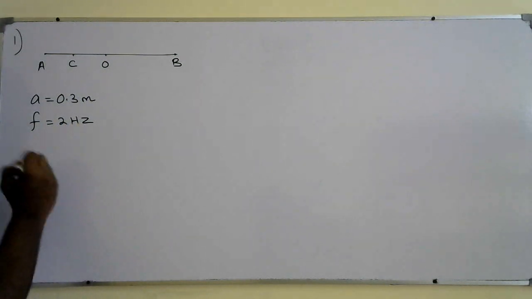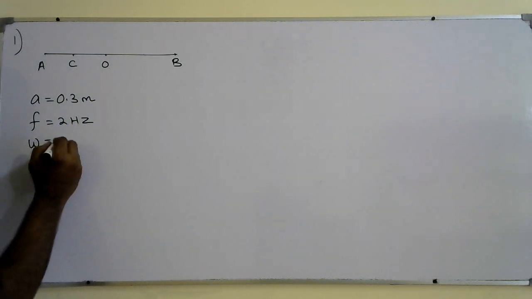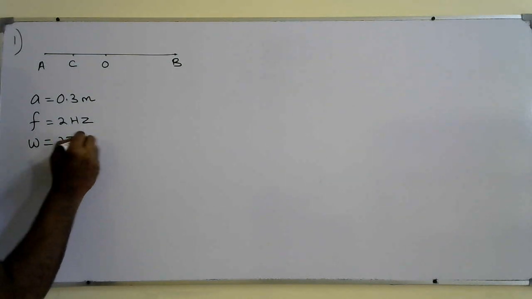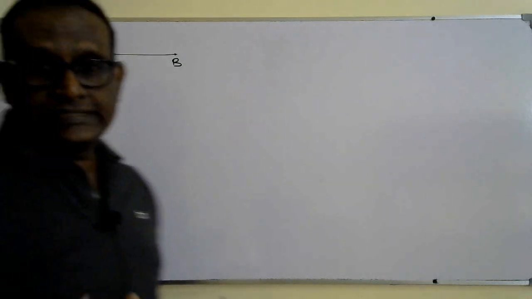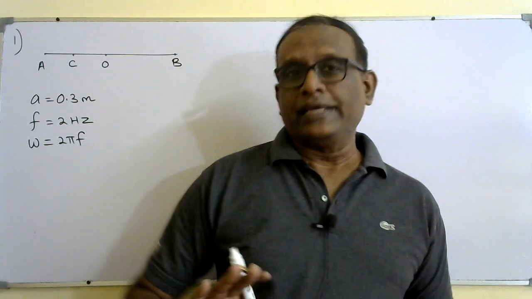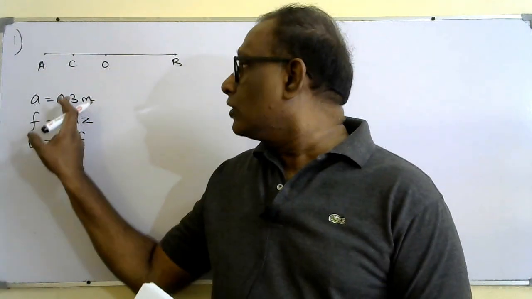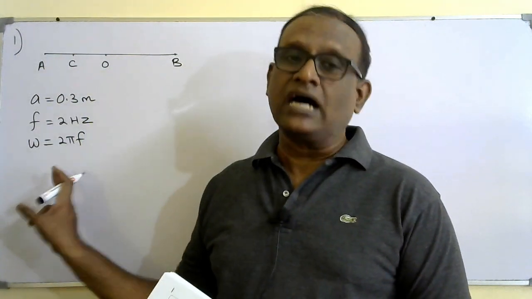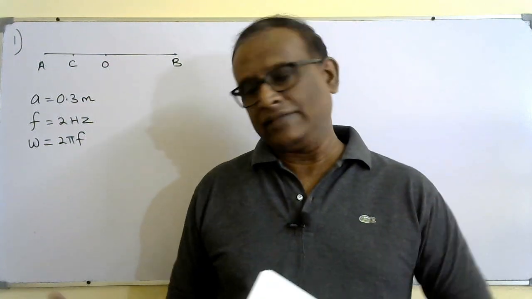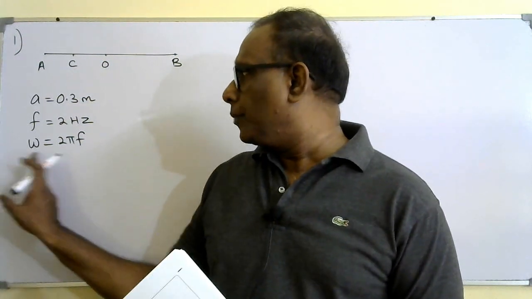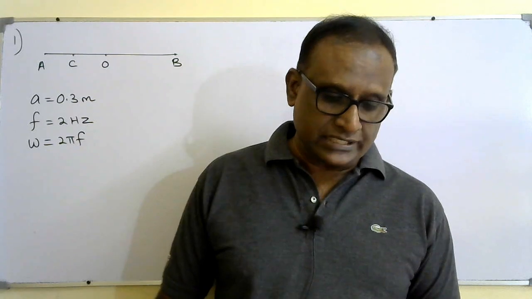Frequency is 2 hertz, and we know that omega equals 2 pi f. You learned in IGCSE that frequency equals 1 over period, so the time period is 1 over f, which is half, 0.5 seconds. Anyway, omega equals 2 pi f or omega equals 2 pi over T, we can use either.